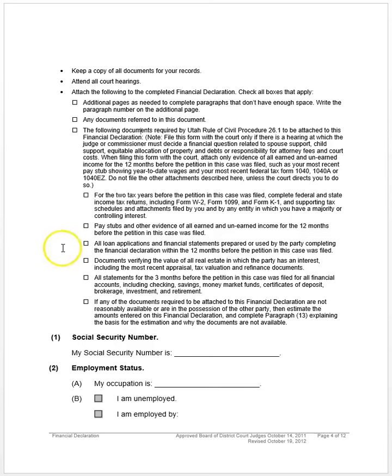You also have to provide all loan applications and financial statements. So if you were applying for a mortgage, or applying to buy a car, or applying for a credit card, and you filled out a statement of your income, you have to provide a copy of that statement to the court to show what you were telling other people your income is.